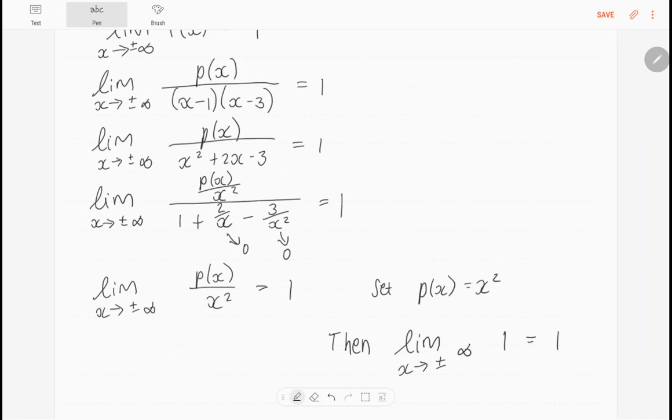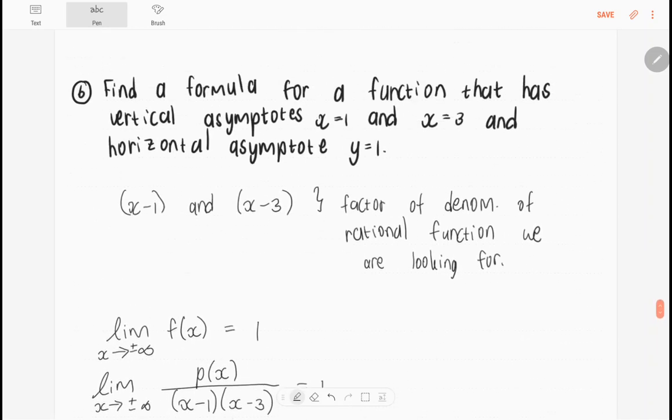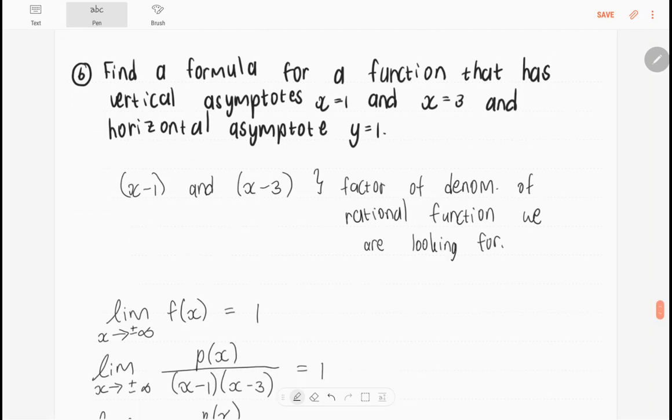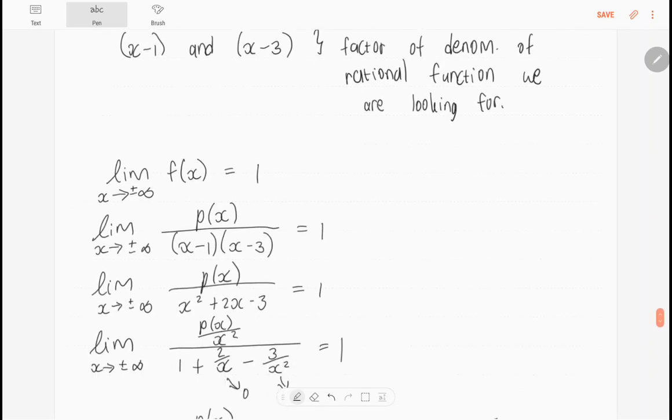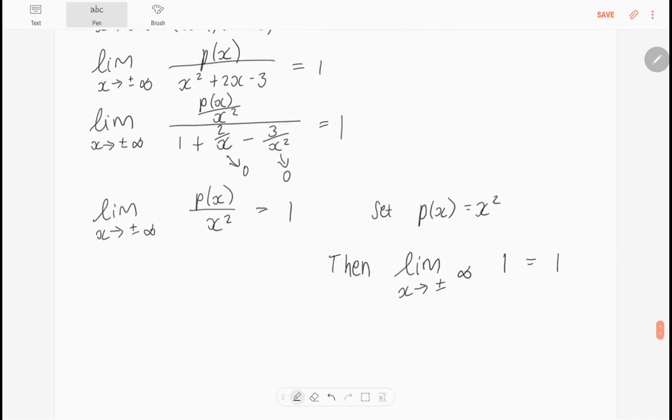So a possible function such that we have vertical asymptotes at x equals 1 and x equals 3 and a horizontal asymptote at y equals 1 will be the function f of x, which is x squared over x minus 1 multiplied by x minus 3. So this is one possible function.